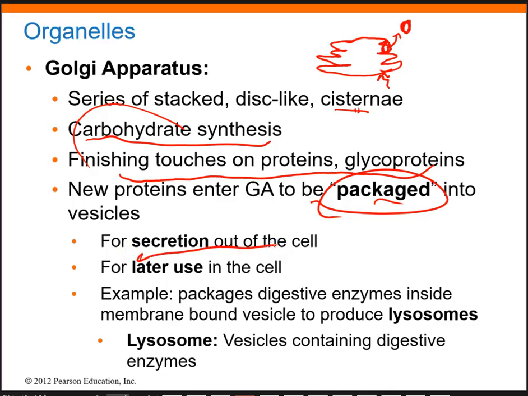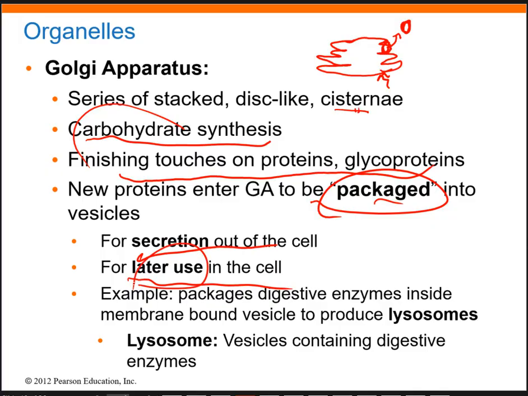So if you're making a protein that you then want to release from the cell, or for later use in the cell. Sometimes proteins are really reactive and you can't leave them just floating around the cell by themselves, like some enzymes, for example. You don't want them just floating around the cell freely because they'll start to make things happen all over the place before you're ready. So you can package them in a vesicle and then use them later.